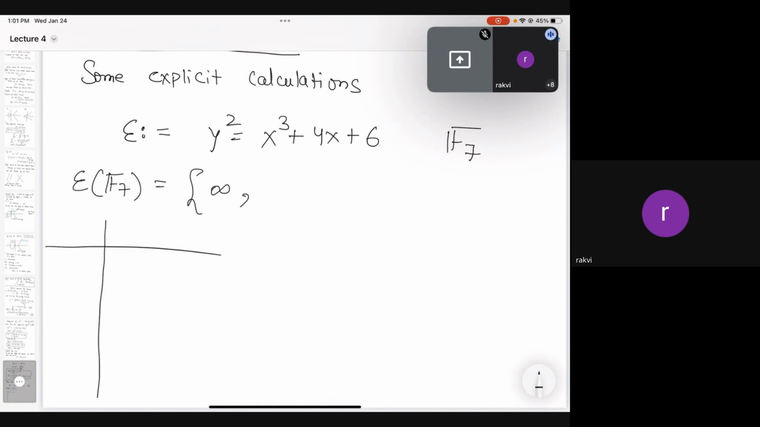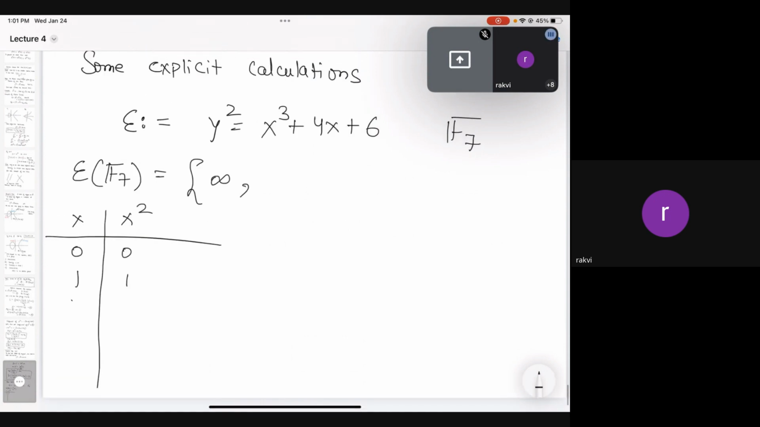So squares in F7. If x is 0, x squared is 0. If x is 1, x squared is 1. If x is 2, x squared is 4. If x is 3, x squared is 9, but 9 is really 2 in F7. And now 4 onwards, because 4, 5, and 6: 4 is basically minus 3, and negative doesn't have an effect on squaring. So the square of 4 is also 2, 5 is 4, and 6 is just 1. So the squares are 0, 1, 2, 4, right?